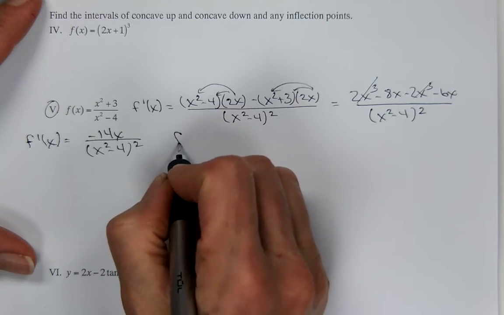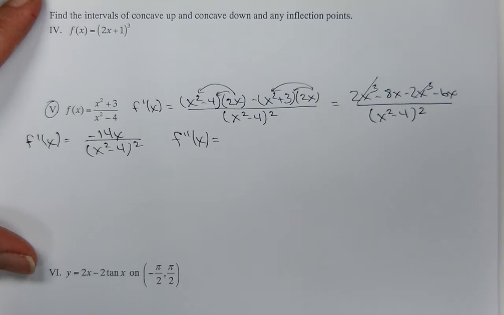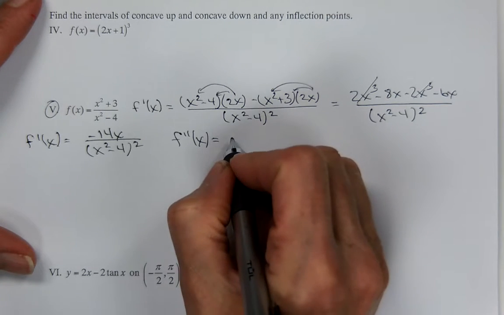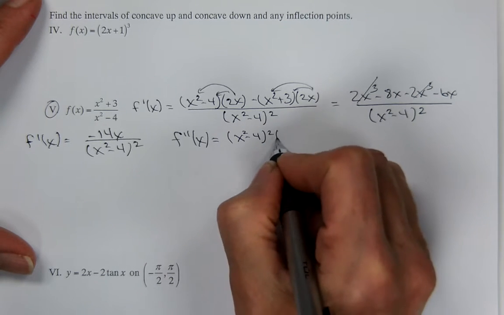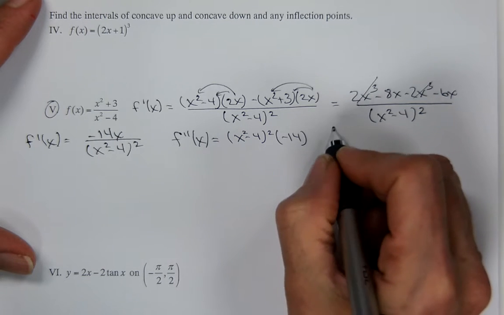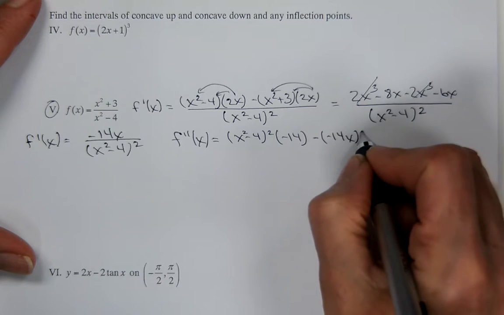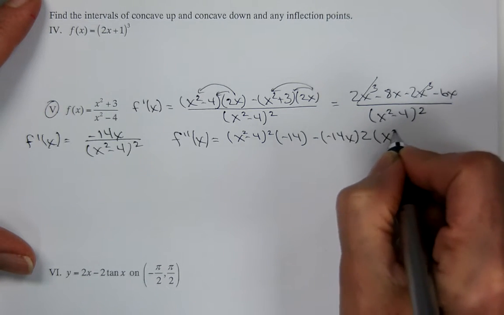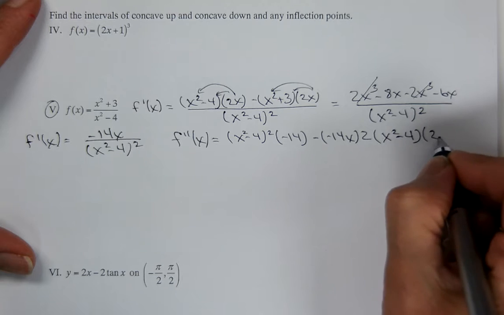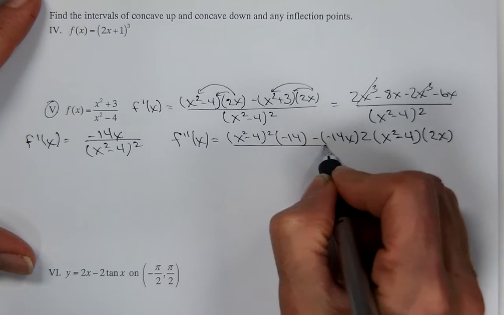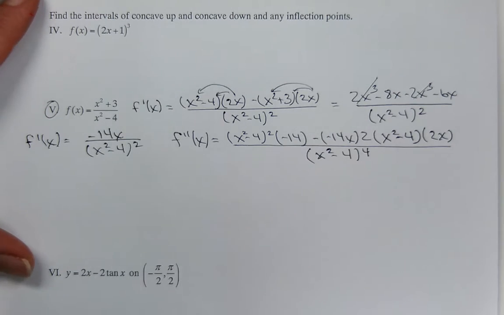So f double prime of x is equal to low d high minus high d low, the quotient rule again. So that's x squared minus 4 squared, low d high, minus 14, low d high, minus high, negative 14x, d low: bring the exponent forward, 2, rewrite the base x squared minus 4, take 1 off the exponent so it's first power, times the derivative of the base, which is 2x. All over low, so now our x squared minus 4 is to the fourth power in the denominator.